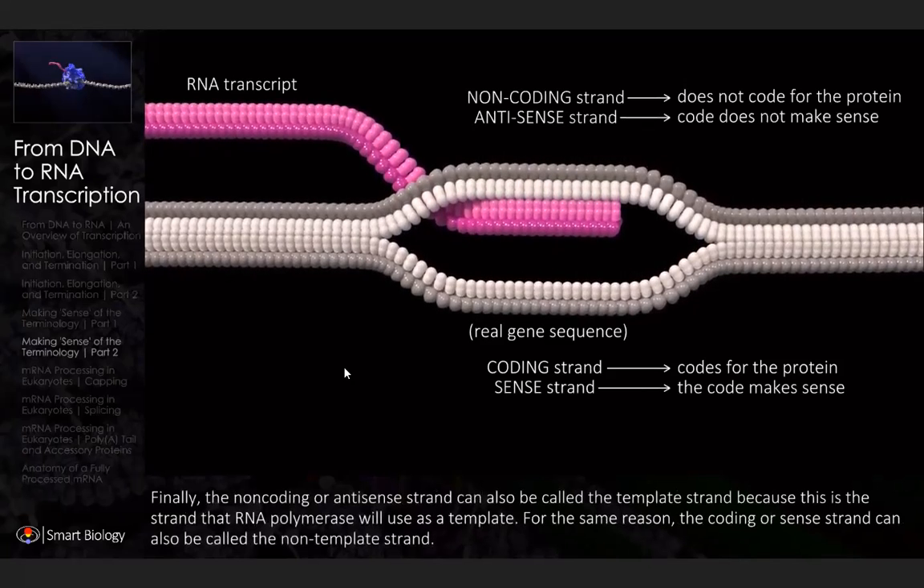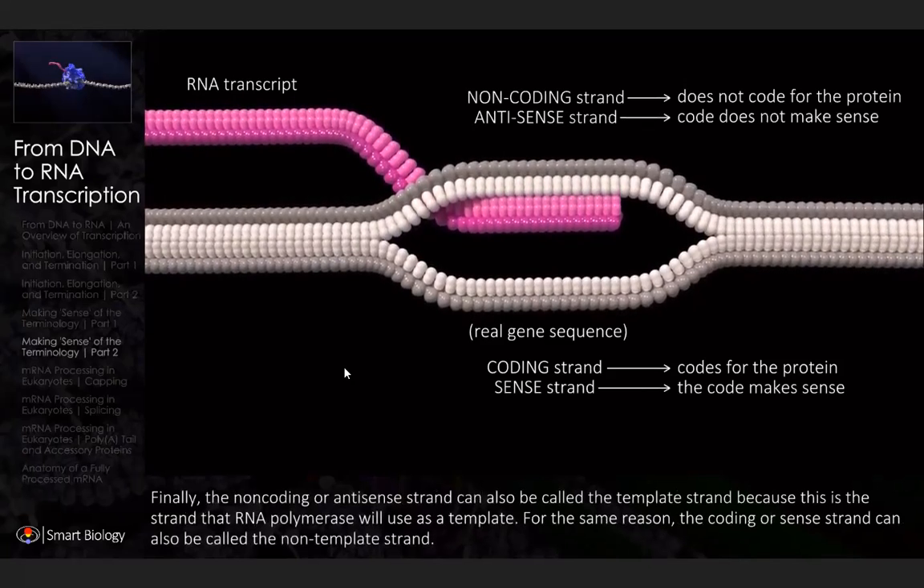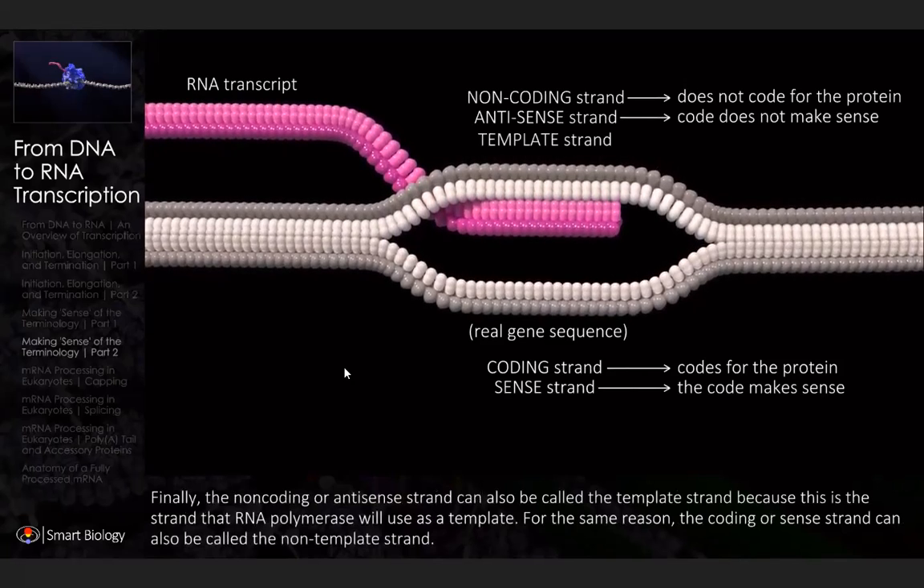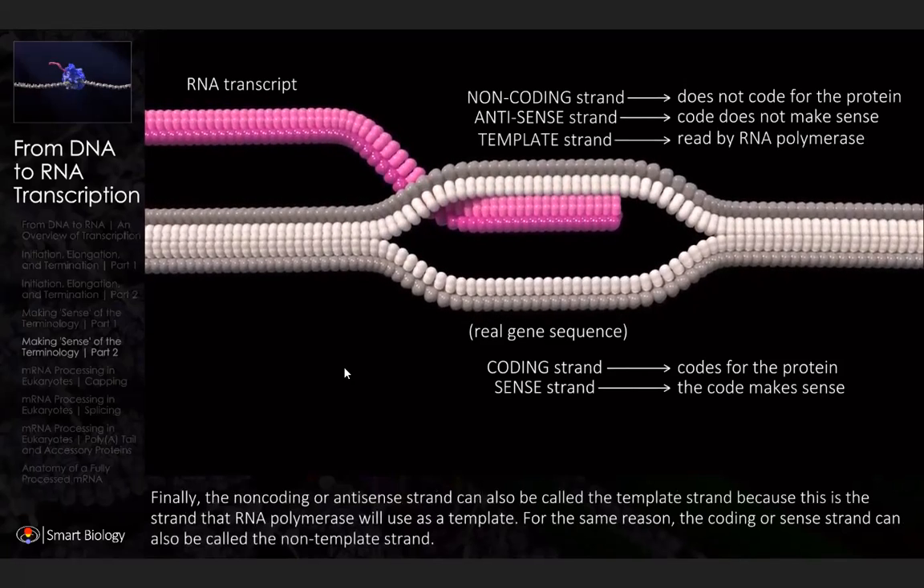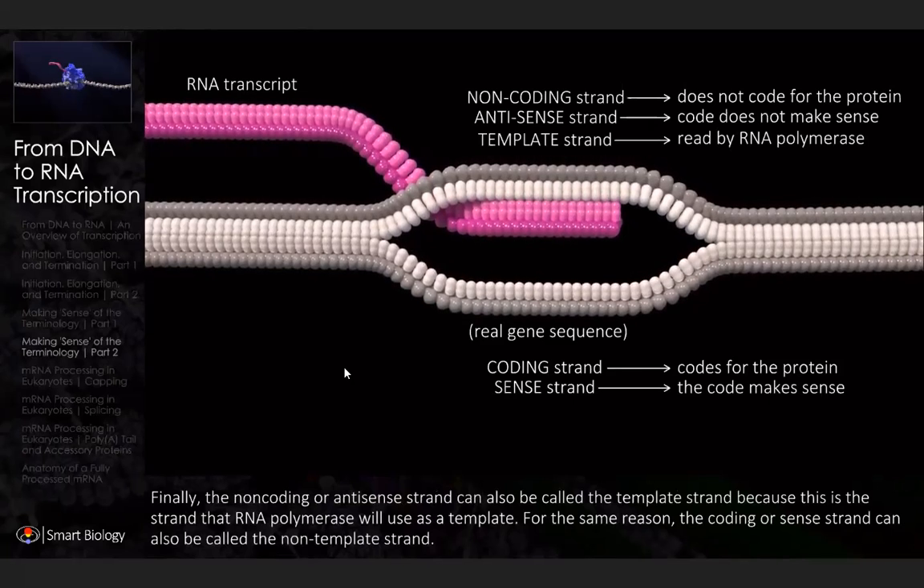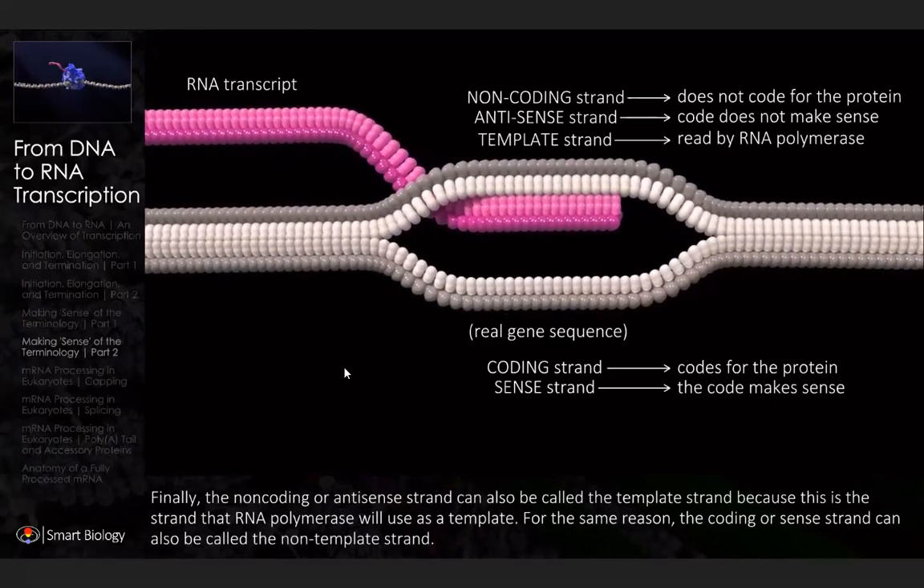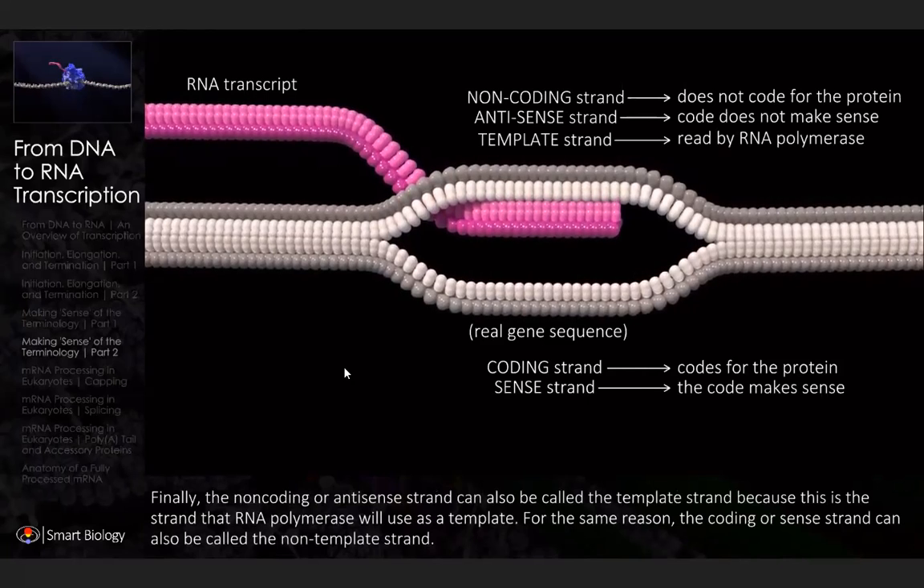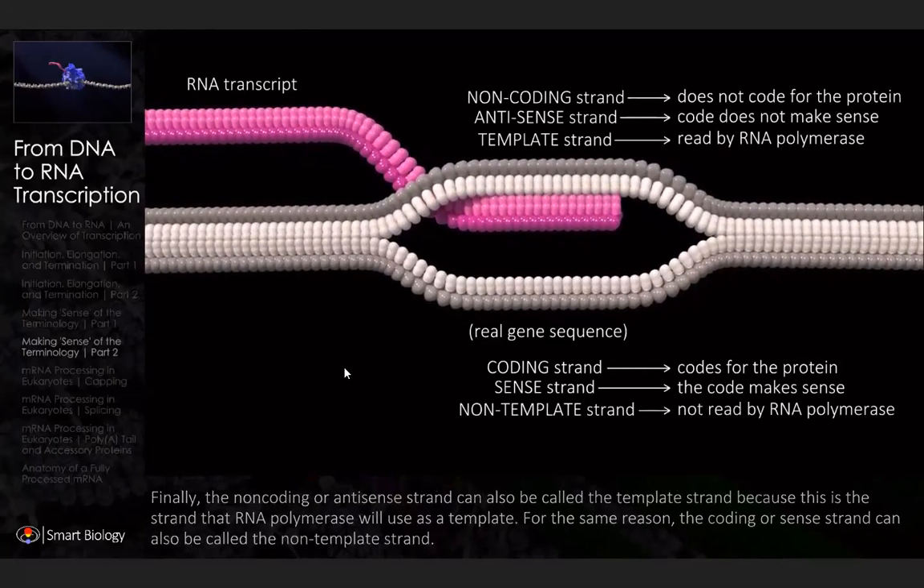Finally, the non-coding or anti-sense strand can also be called the template strand because this is the strand that RNA polymerase will use as a template. For the same reason, the coding or sense strand can also be called the non-template strand.